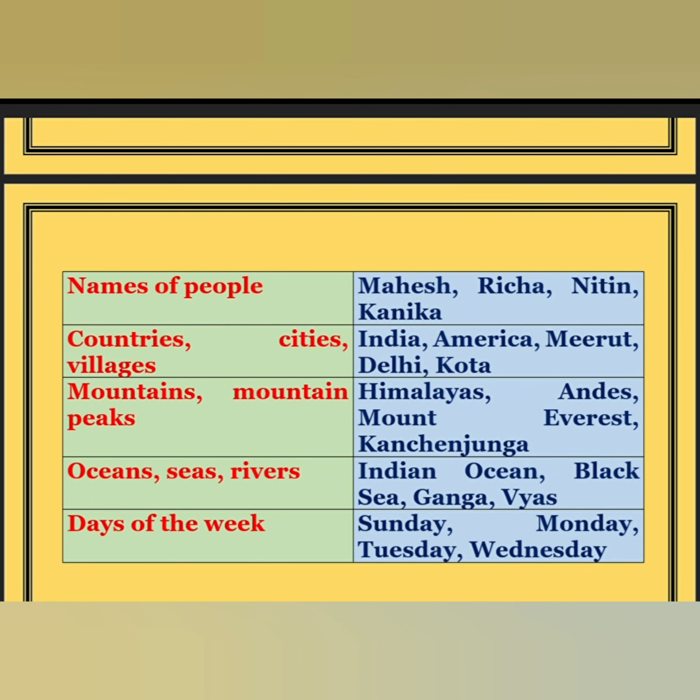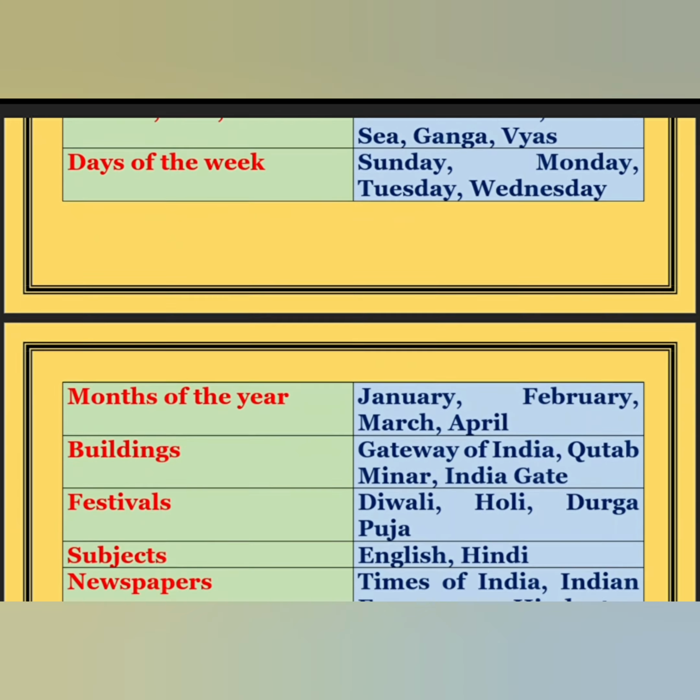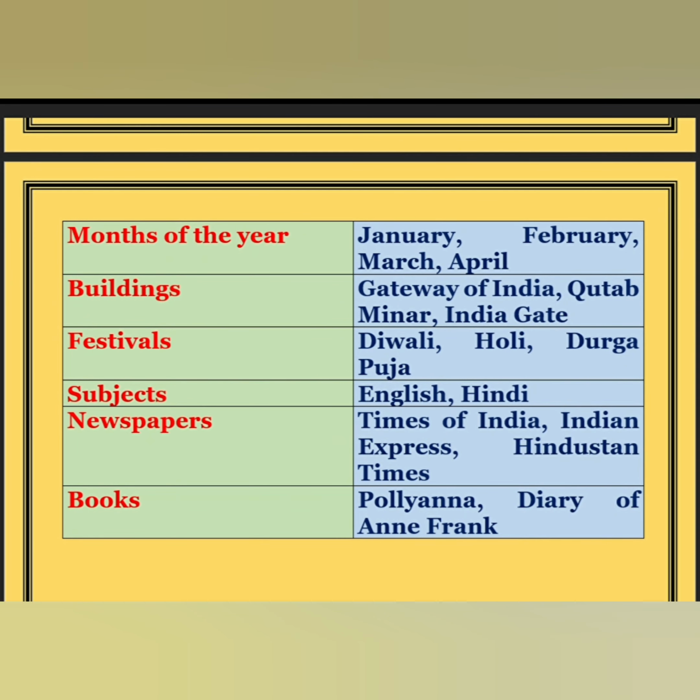Now, here you can see names of countries, cities, continents, rivers, seas, and oceans, the names of the week and months, festivals, buildings, and historical monuments, subjects such as English, names of books, newspapers are written in capital letters.